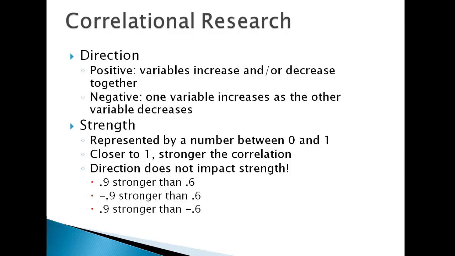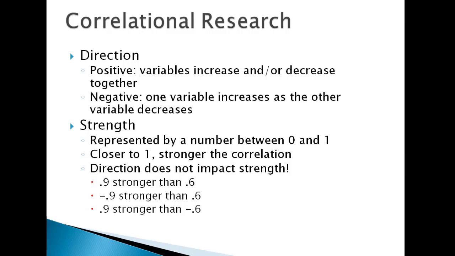However, the closer the number is to 1, the stronger the correlation. So a 1.00 correlation is a perfect correlation. It means that those two variables always go together in the same way. This is very rare. It's very rare to find two things that always go together.